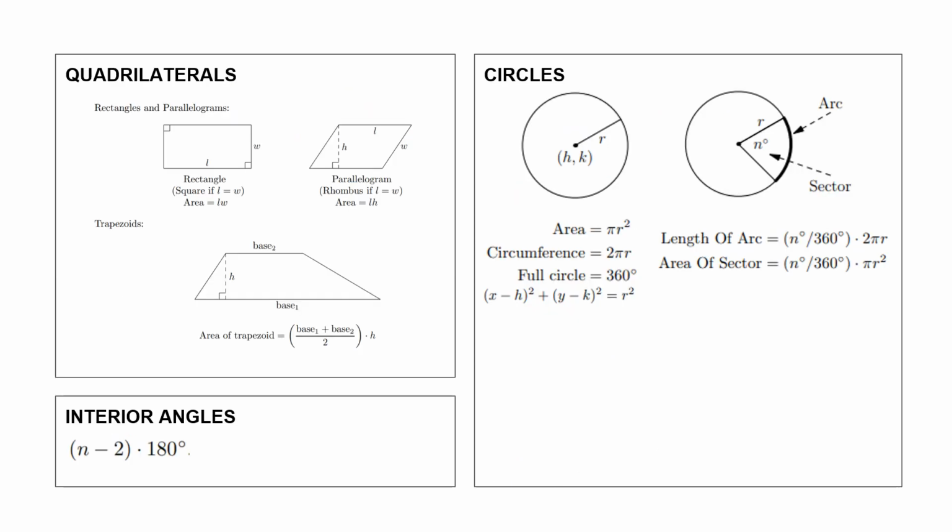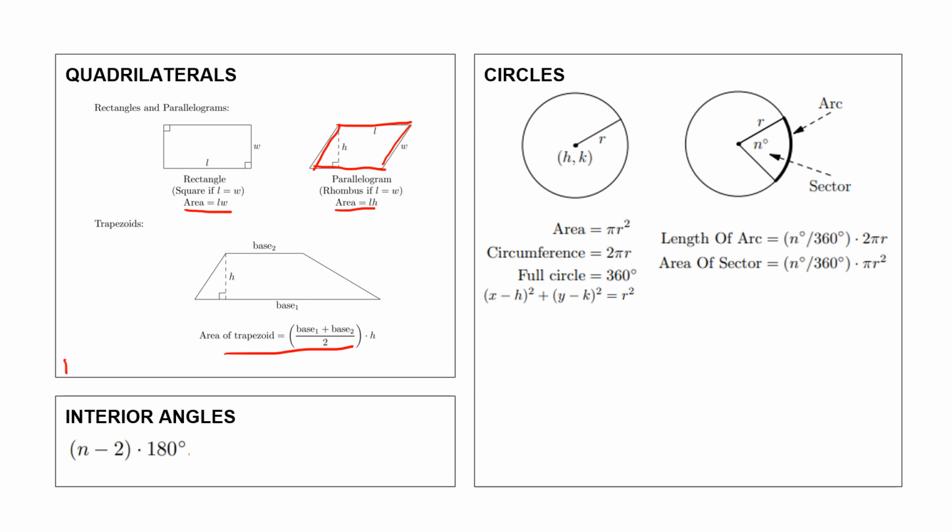So for quadrilaterals, we have rectangles and parallelograms. Rectangles have an area of length times width, and we know that if it's a square, length equals width, so the area of a square is just the side length squared. For parallelograms and rhombi, the area is equal to length times height. Now, we just have to note that when you have a rhombus, all sides are equal in length. For trapezoids, the area equals base 1 plus base 2 over 2 times the height.